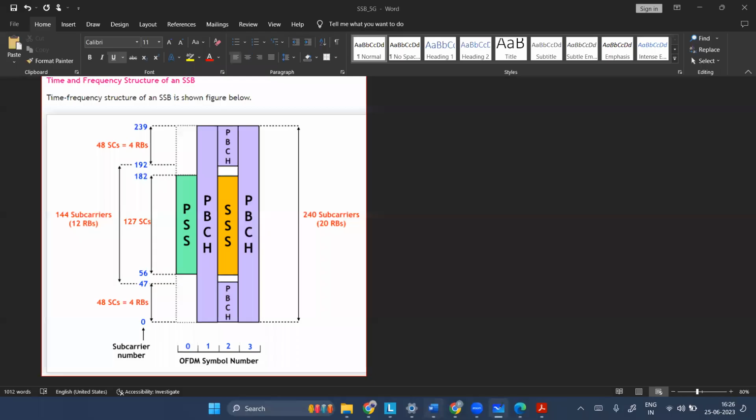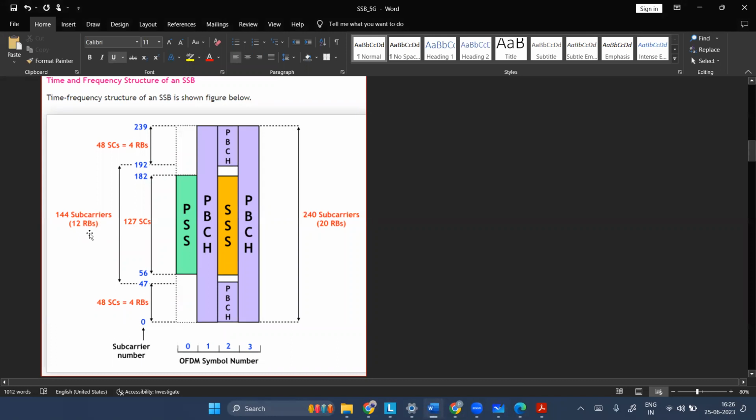So the same thing is shown here also. If you see, 144 subcarriers, 12 RBs, your PSS, and above the guard band subcarriers, the rest 192 to 239 is your 48 subcarriers. You can subtract it, and this comes to 48 by 12, which is 4 RBs. Next, this is your PBCH part above your SSS, and downwards also, these are 48 subcarriers, 4 RBs. So total RBs are 12 plus 4 plus 4, 20 RBs, right?